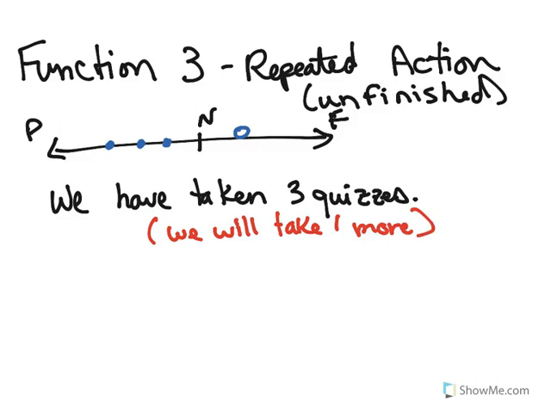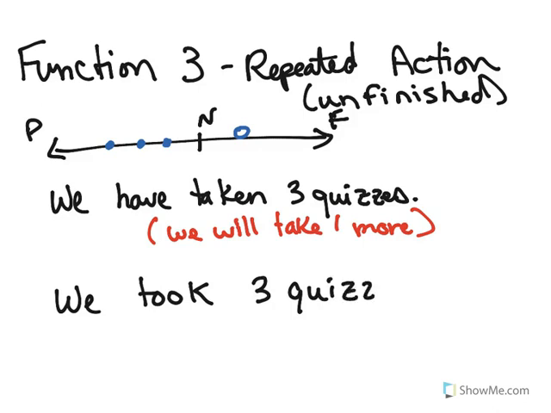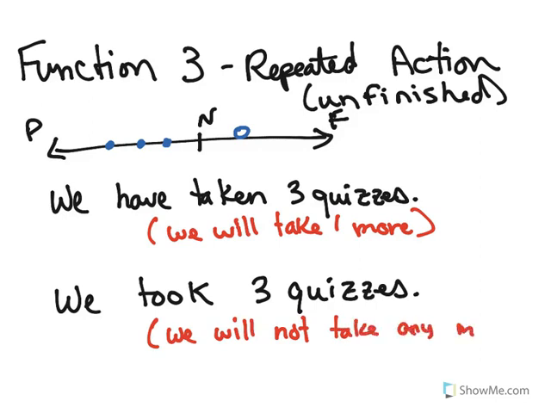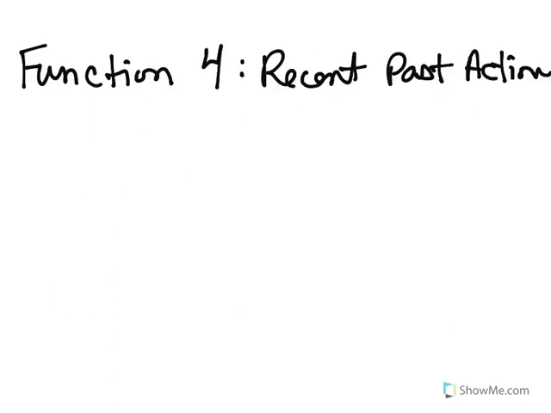Okay? Compare this to how I might use simple past tense. With simple past tense, I might say something like, we took 3 quizzes. When I use simple past to talk about a repeated action, this means we will not take any more. We're done. It's over with. Okay? So that's a big difference between when we use present perfect to talk about an unfinished repeated action and simple past to talk about a repeated action that is finished.